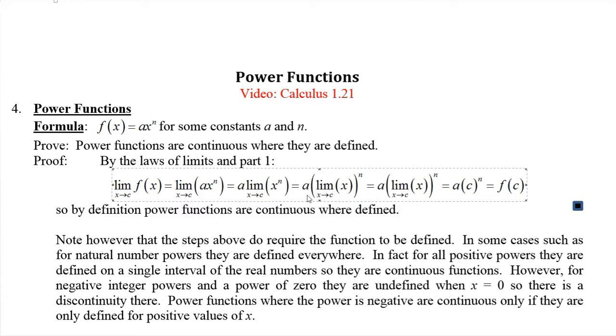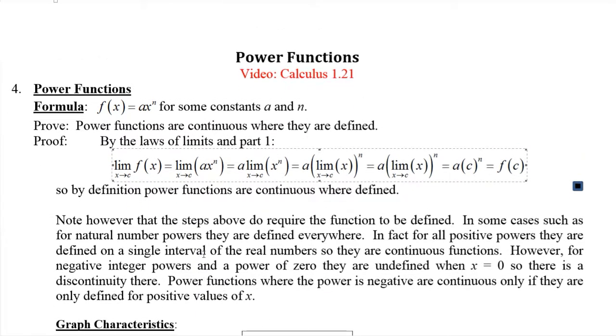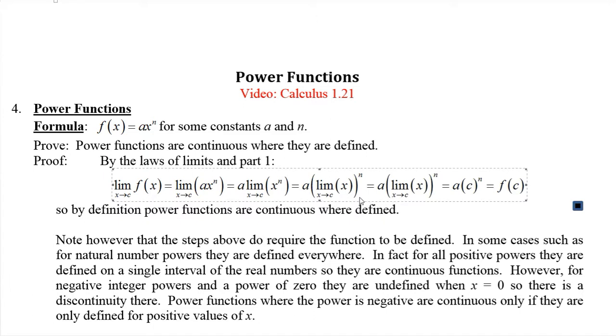which is all we need for power functions, where it says that the limit of something to a power is the limit and then to the power. And then we can say that this limit of x, of course, is just c, and so that is f of c. So by definition, power functions are continuous where they're defined. Now it did require that this function be defined there.